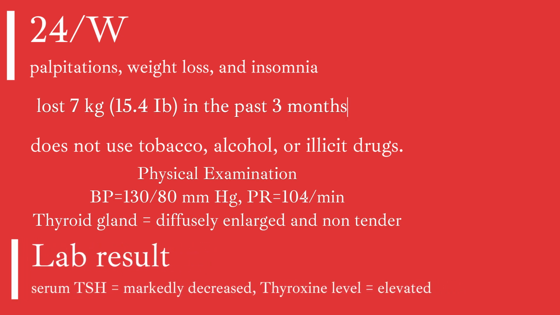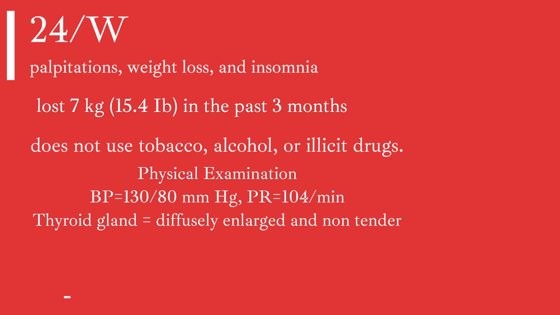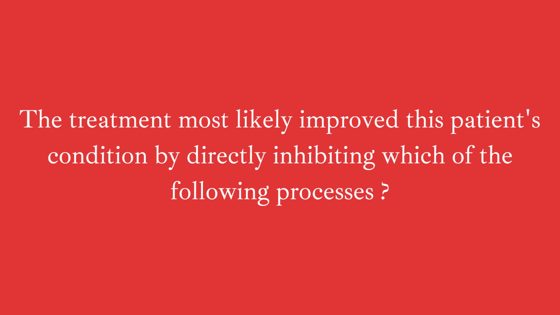Laboratory studies show markedly decreased serum TSH and elevated thyroxine levels. For that, methimazole monotherapy was initiated. 2 months later, her symptoms had resolved. The question is: the treatment most likely improved this patient's condition by directly inhibiting which of the following processes?